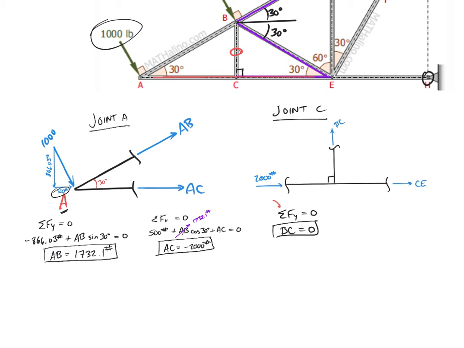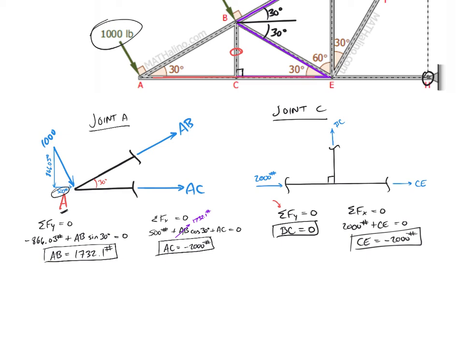All right, so now we're going to do it in the x direction. So sum of the forces in the x direction equals 0. And so we've got 2,000 pounds plus CE equals 0. So CE equals negative 2,000 pounds, okay? So that is one of the things we were solving for. So we're pretty happy with that, okay?